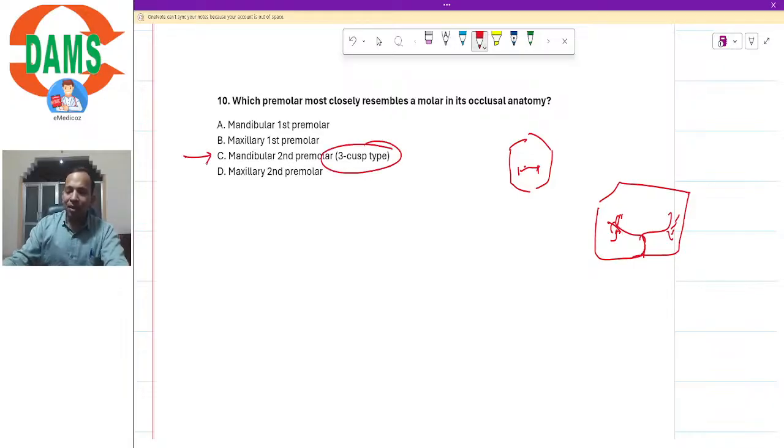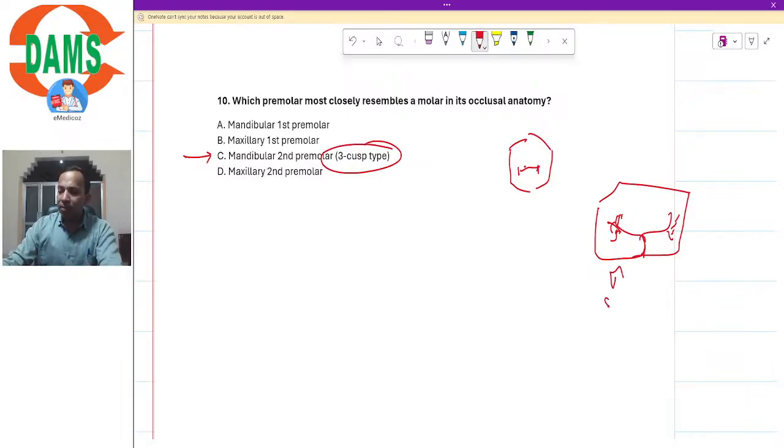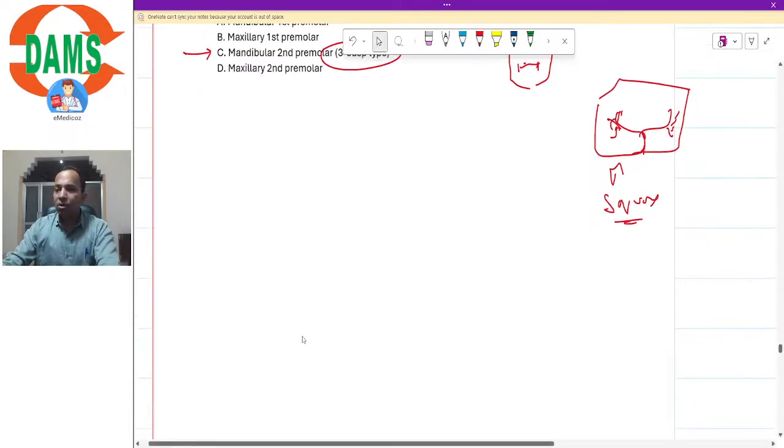थ्री कस्प टाइप मैंडिबुलर सेकेंड प्रीमोलर. सो दिस वुड क्लोजली रिजेंबल दैट ऑफ द मोलर एनाटॉमी, राइट? अगर हम शेप की बात करें तो इसकी ओक्लूजल शेप कैसी है, स्क्वायर। और मोलर्स की भी अगर हम बात करें तो इट इज आइदर रोम्बॉइड और स्क्वायर और रेक्टेंगुलर, समथिंग लाइक दैट, राइट। तो नेक्स्ट क्वेश्चन पे चलते हैं.